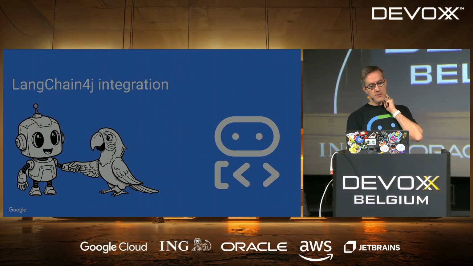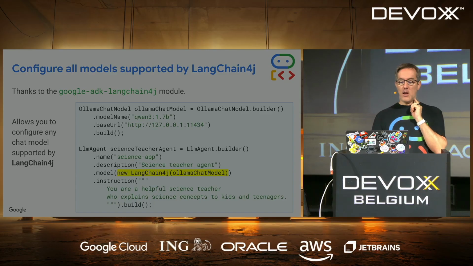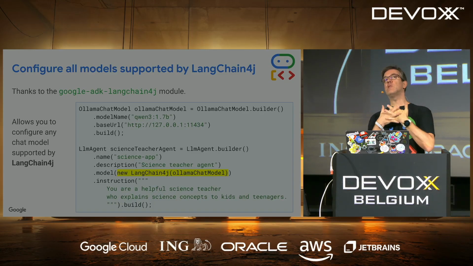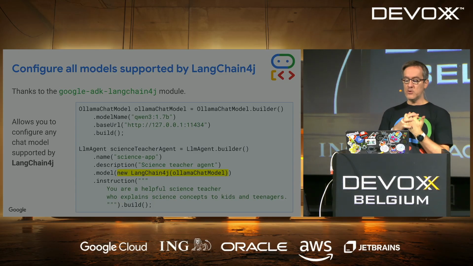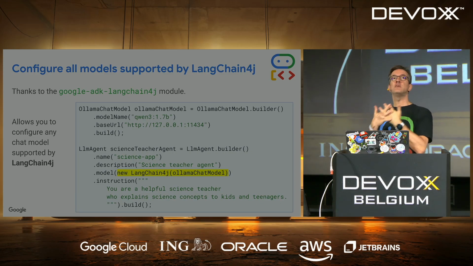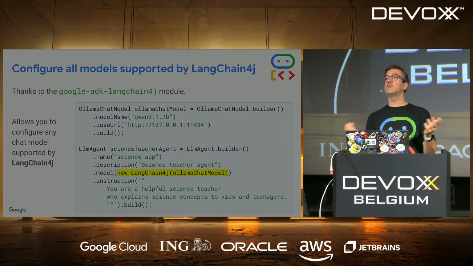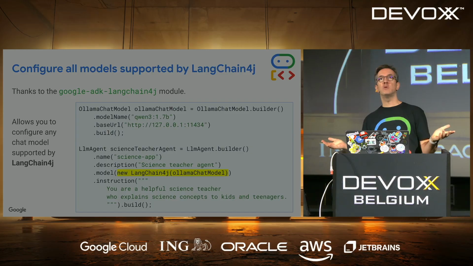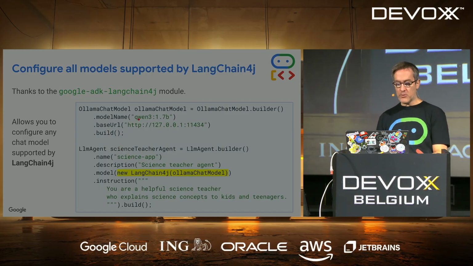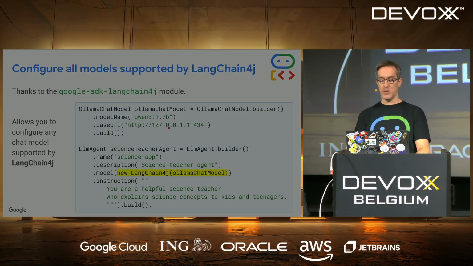I'd like to have time to talk about this. I built an integration with LangChain4j so that you could use any model that is supported by LangChain4j. So far, I've been using Gemini. I work for Google, so I like to use Gemini, of course. But I also like to use local models running on my machine. So I have Ollama running with Qwen locally on my machine.